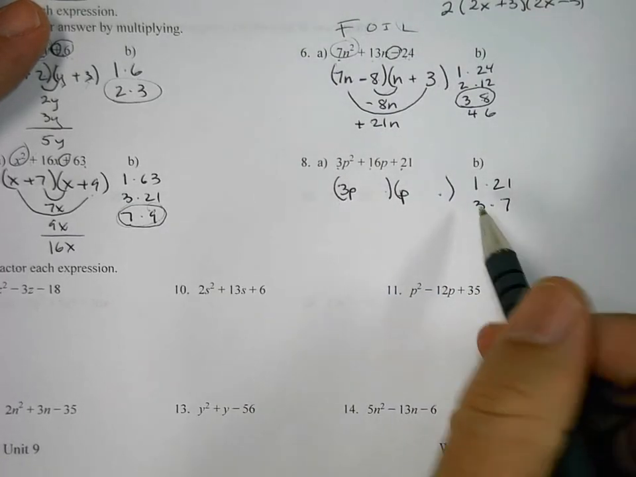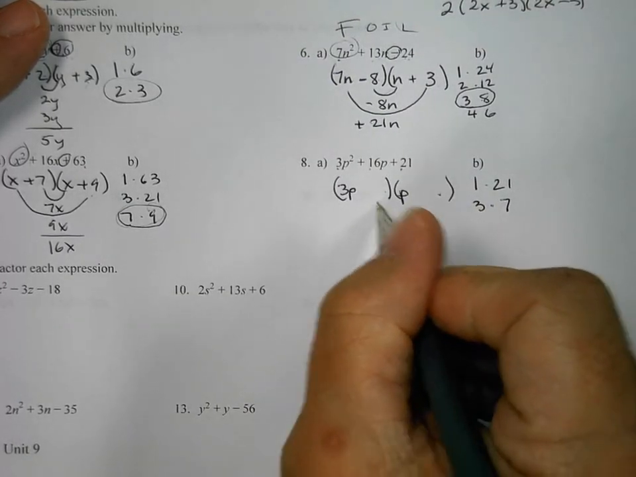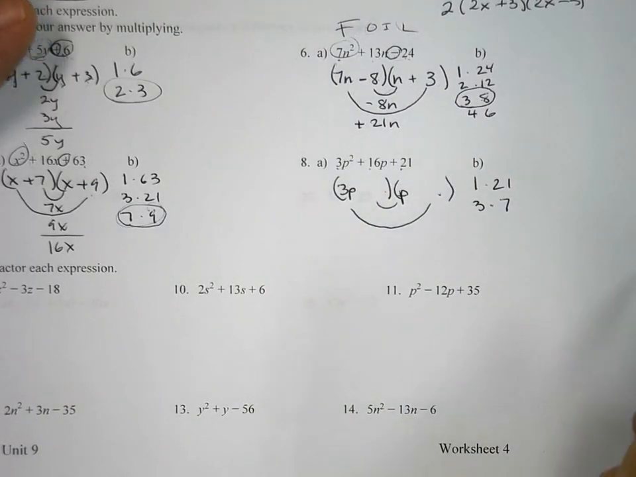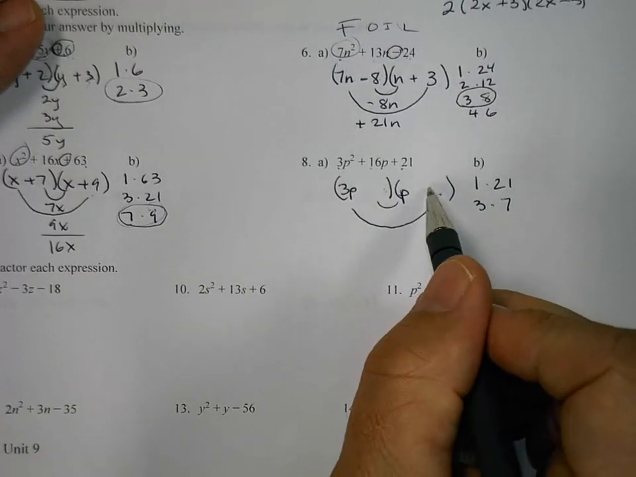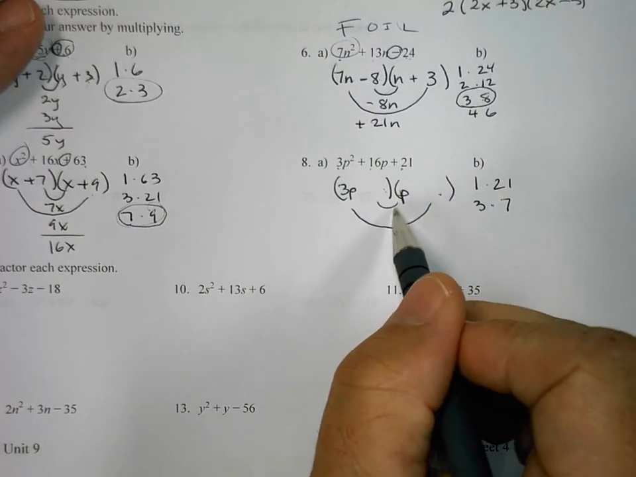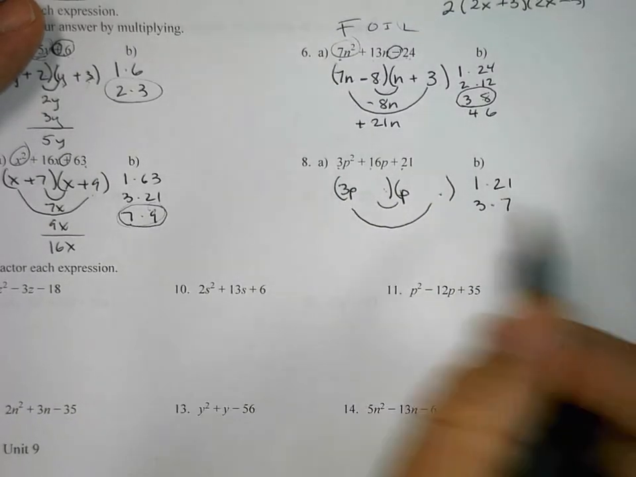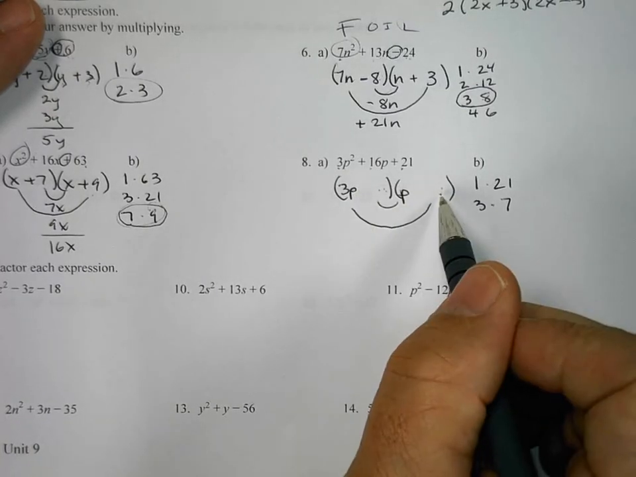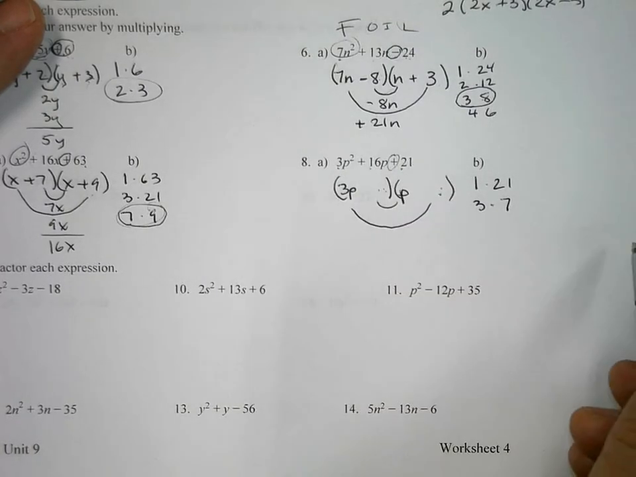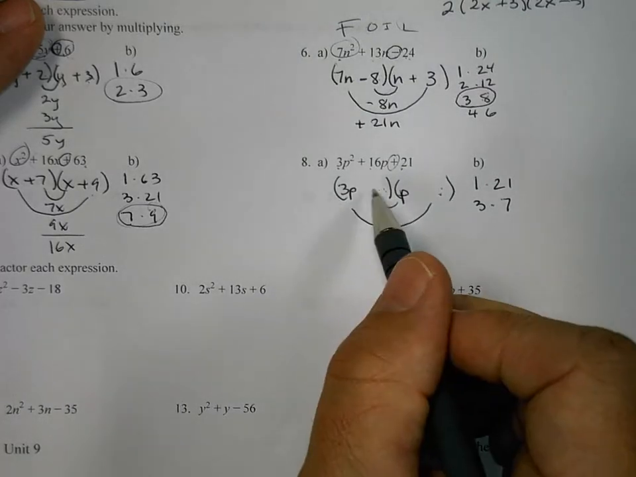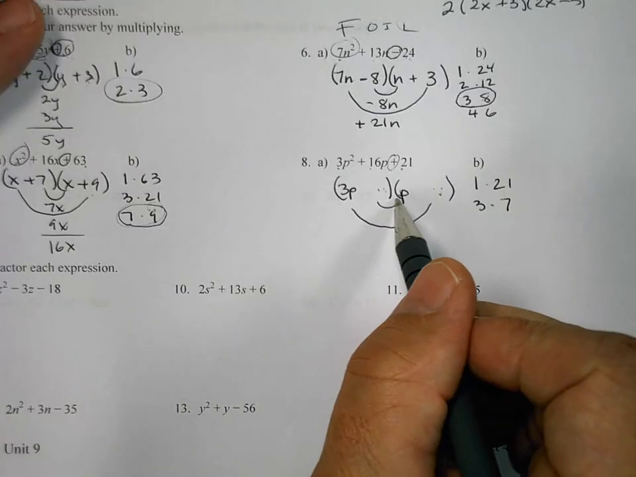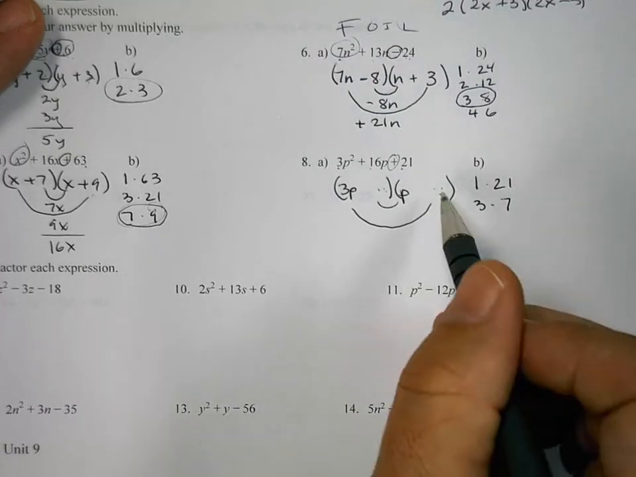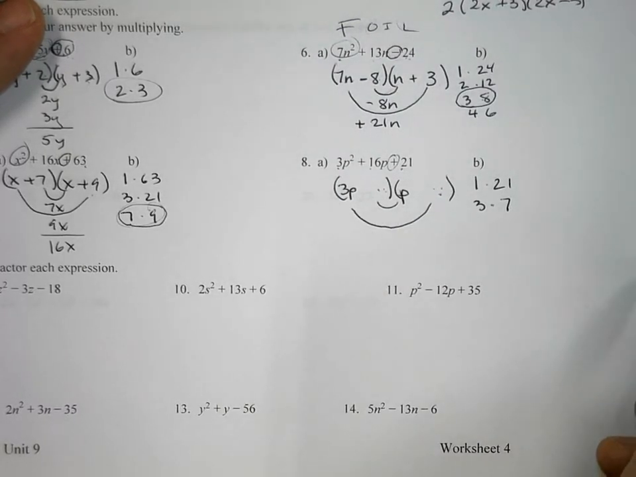Okay, now when I plug these in, the O and the I have to add up to 16p. So if I plug in 1 here and 3 there, that's 1 and 63, no good. What about 21 here and 1 here? That's 21 and 3. We're going to add, so that's 24. No good. How about 3 and 7? Well, 3 would be 3p, and 3 times 7 is 21. Excuse me, 21. So that's too big.